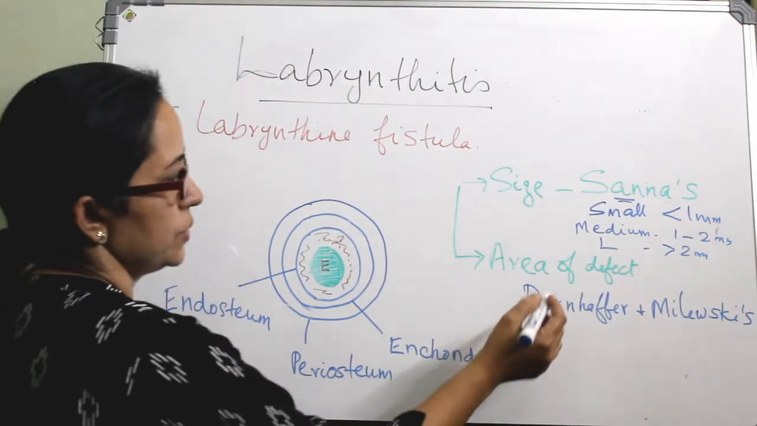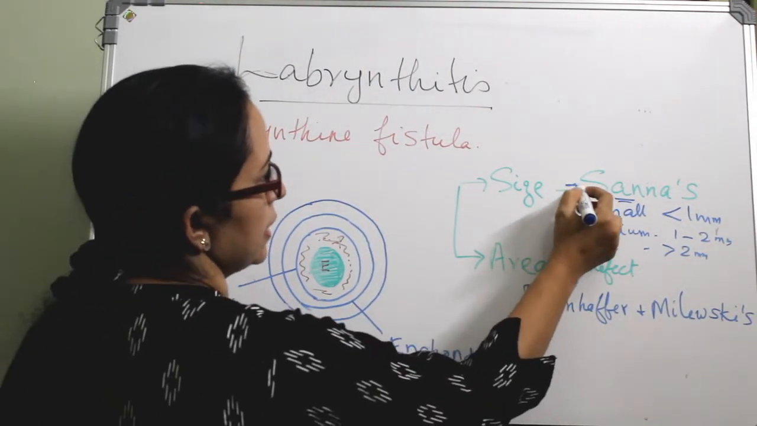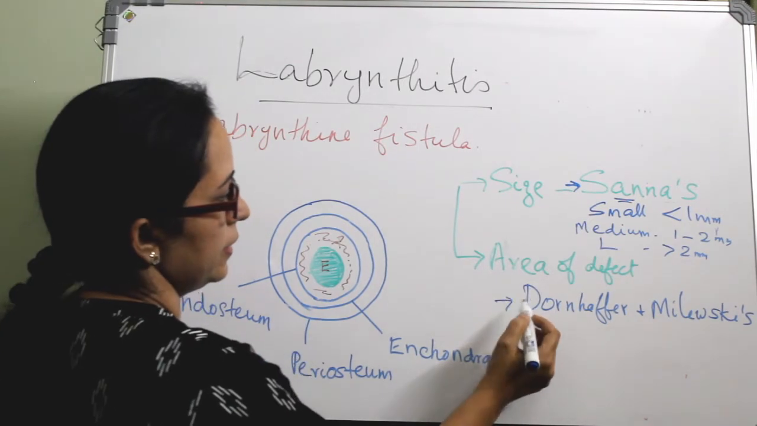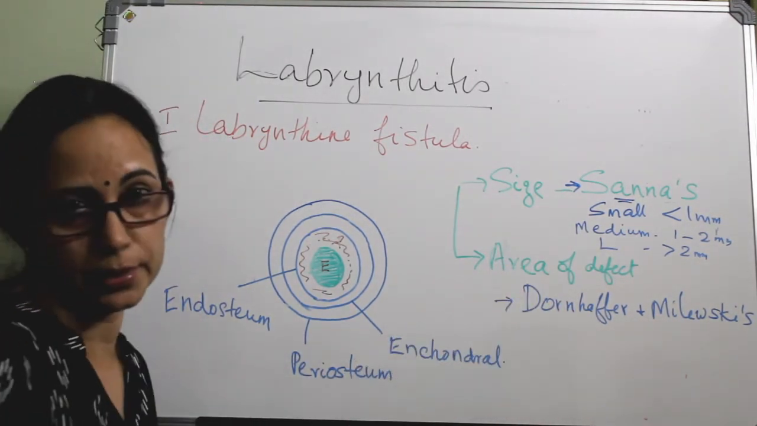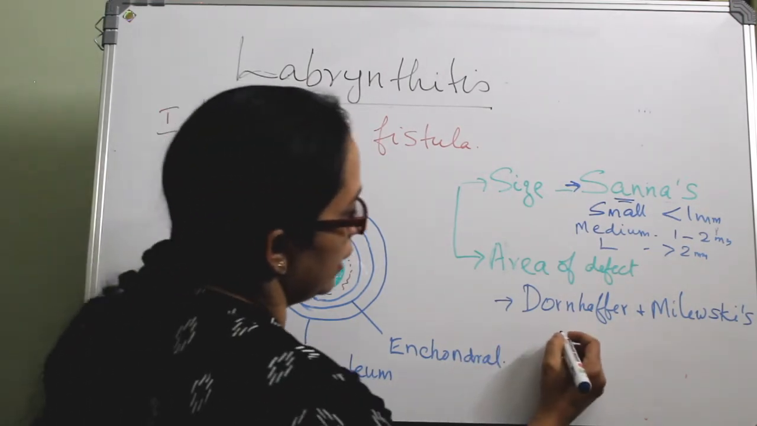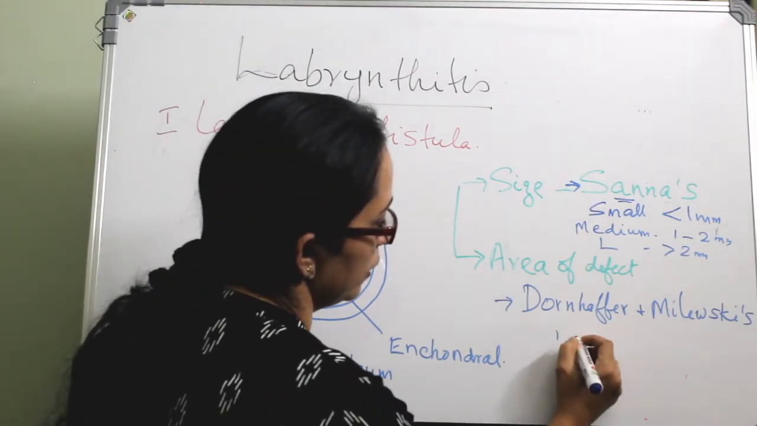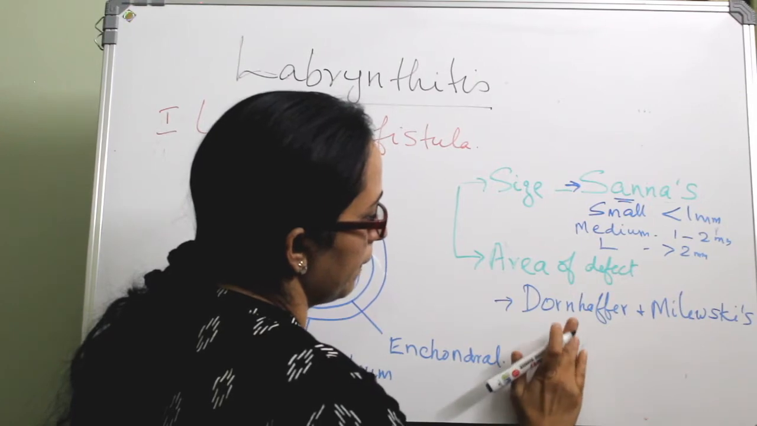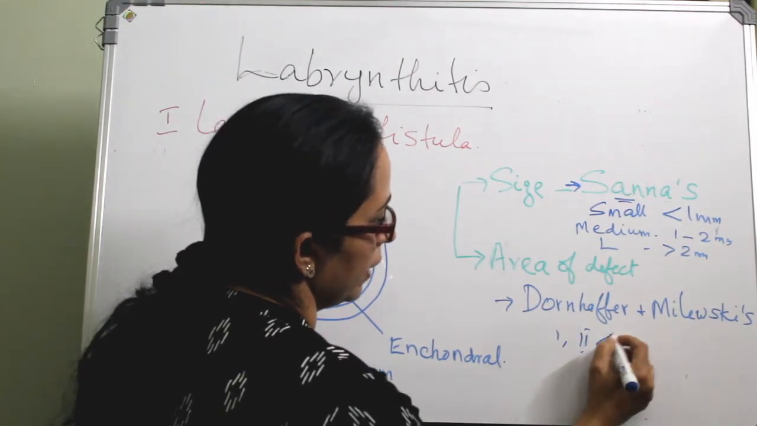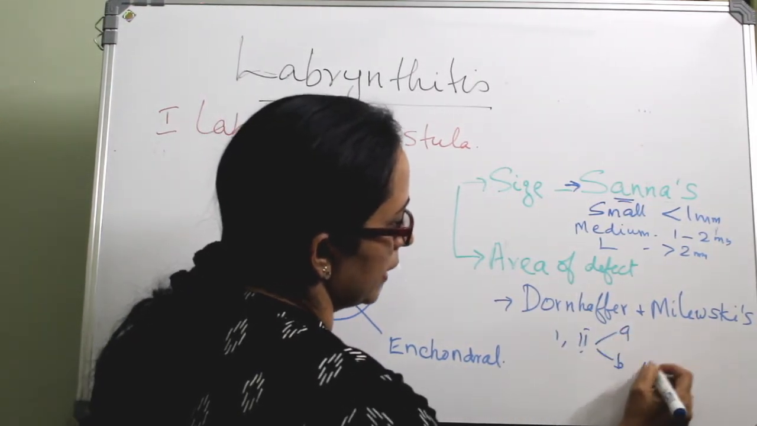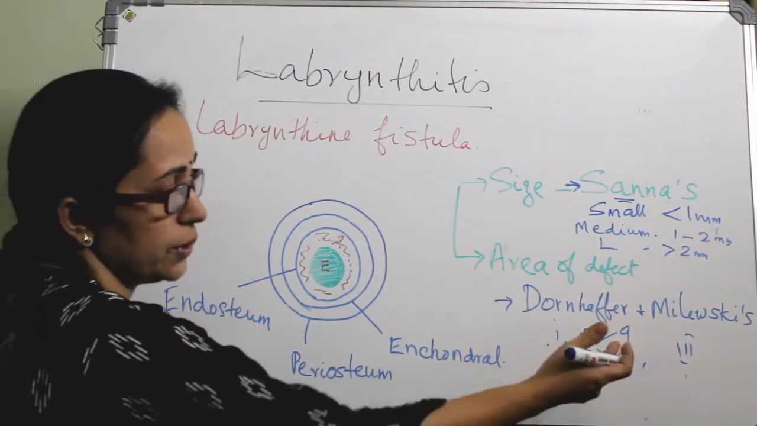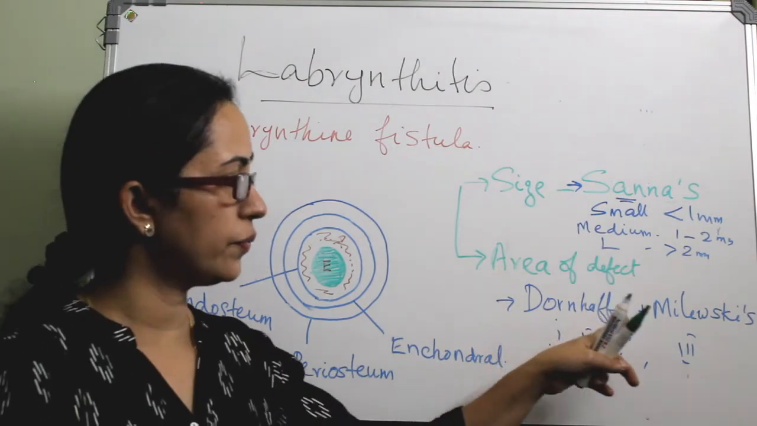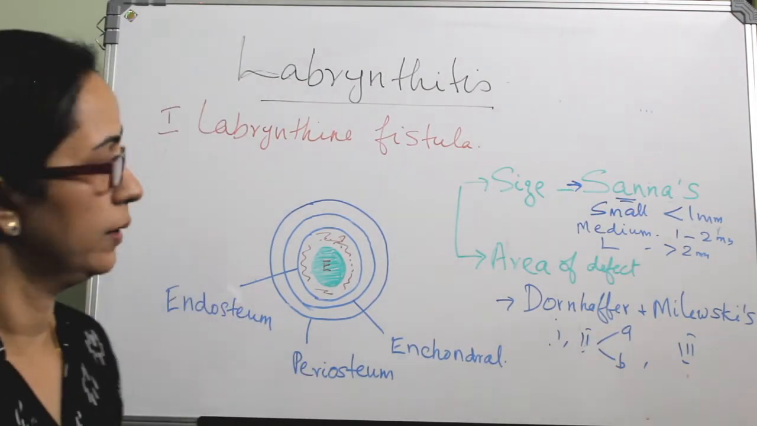Okay, so one is by size, and the second type of classification, depending upon the area of defect, is by Dornhofer and Milsky. That is type 1, 2A and B, and type 3. So altogether there are 4 types. Dornhofer and Milsky's type 1.